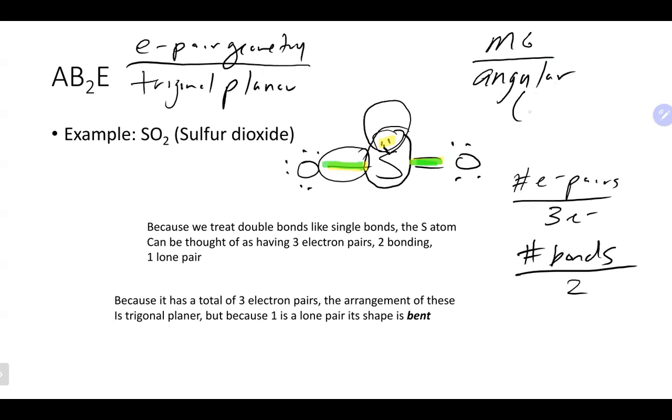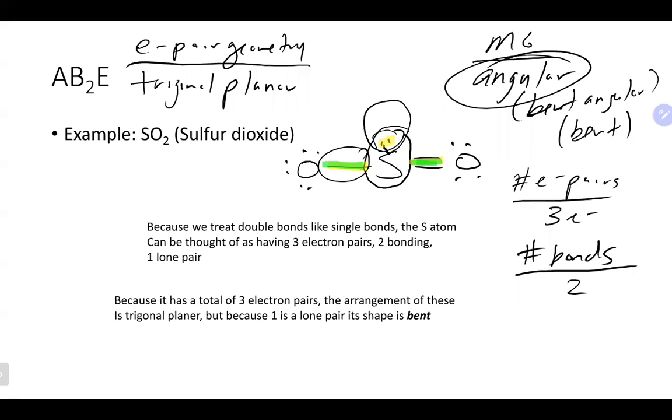Some people go with bent angular. Some people go with just bent. Personally, I roll with angular for this particular one, and that is because of the bond angle. The bond angle is just less than 120. It is based off of this bond angle, which is 120 degrees. So it's just less than 120 degrees.